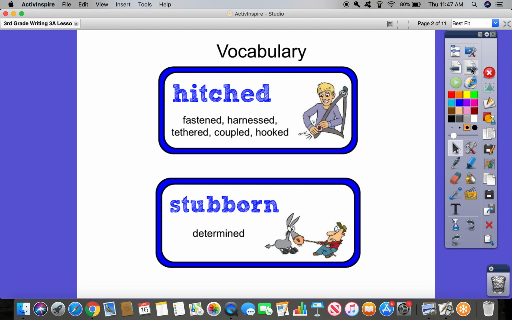The vocabulary for this lesson: hitched. If something's hitched, that means that it's fastened, harnessed, tethered, coupled, or hooked. For example, this seatbelt is fastened, it's hitched. The second vocabulary word is stubborn. If you're stubborn, you're very determined and you don't give up until you get your way.